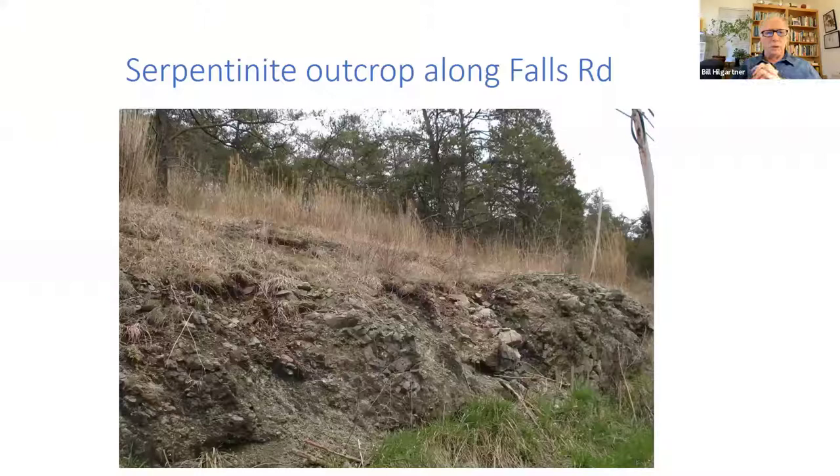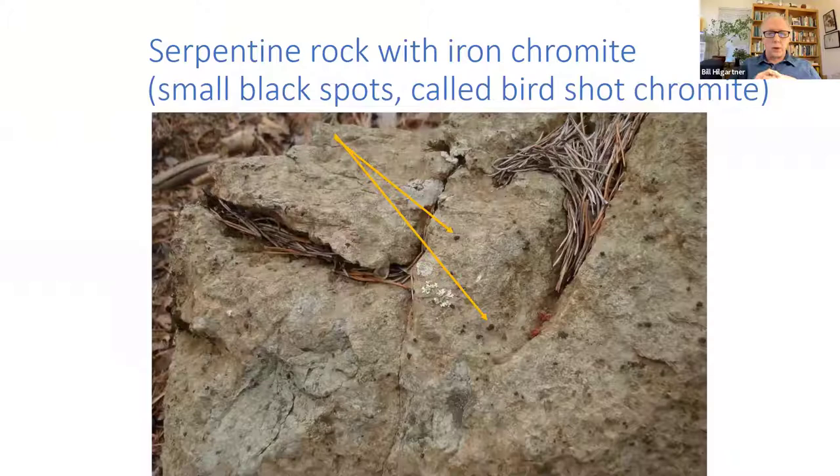Here's a view of the serpentine outcrop along Falls Road. If you look at it closely, in some parts you can see the chromite actually prominently displayed there, like little black spots. What happens is when the rock erodes very easily, the chromium falls out of that and collects in sediment piles near the rocks, and it was scooped up. That was originally part of the way they got a source of chromium. Of course, they also found chromium veins, and mining occurred here as well. This was the first place in North America where chromium mining began, around 1810.